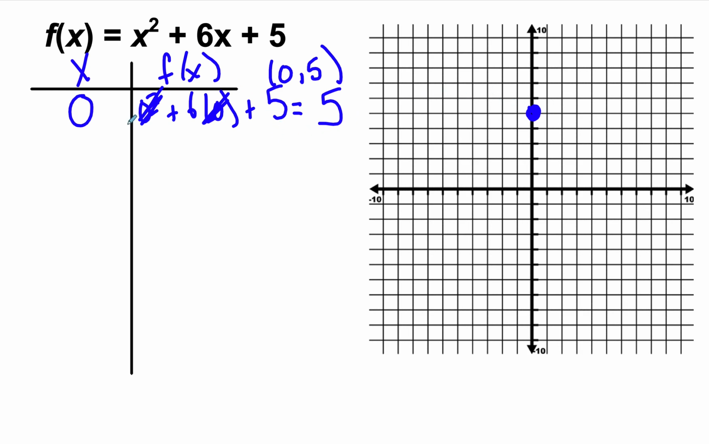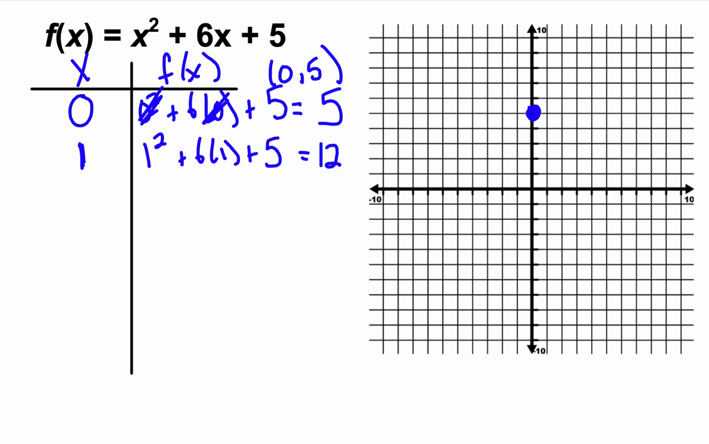Okay, so a table simply lists those inputs and outputs, which we can convert into points and put on the graph. Now here's an example that doesn't work: (1, 5). Let's watch. When I plug in 1, what do I get? Well, I get 1 squared plus 6 times 1 plus 5. Okay, 1 plus 6 plus 5, that's 1, that's 7, that's 5, that's 12.